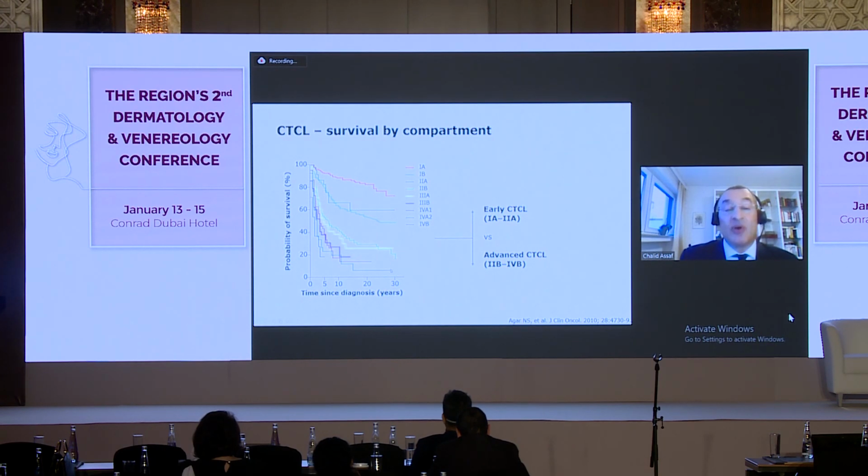And so blood involvement, if it's B2 especially, it's a sign for very aggressive disease. And you have to take this into account when you treat the patient. So it's not enough if you just give skin-directed therapy like PUVA. You need an additional systemic treatment where you target the blood tumor population.